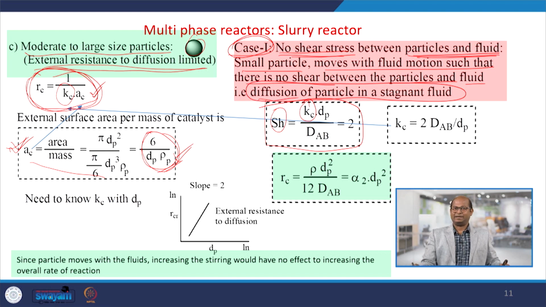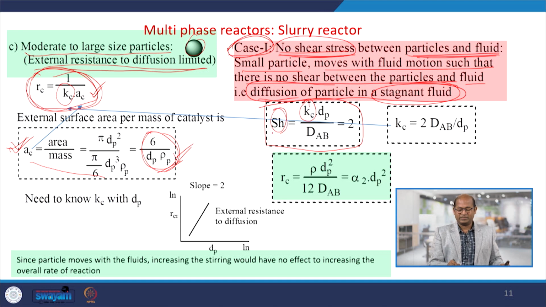Fluid is stagnant, which means we have taken a batch reactor. Here, in case 1 we are discussing a batch system where there is no flow, and in case 2, which we will discuss later, there is a flow system, meaning the particle is there and the liquid is also moving. In that case there would be shear stress, and when the fluid is stagnant, there is no shear stress.